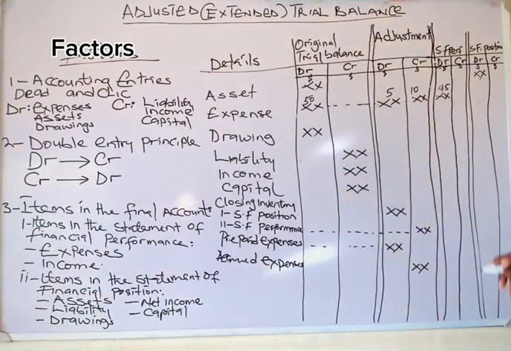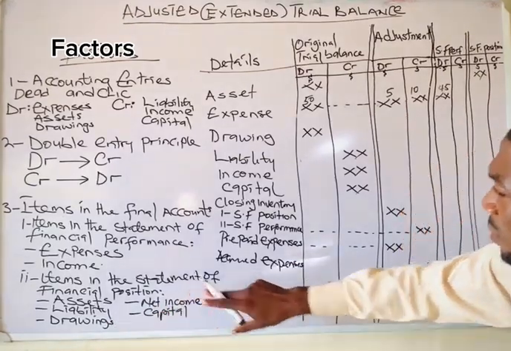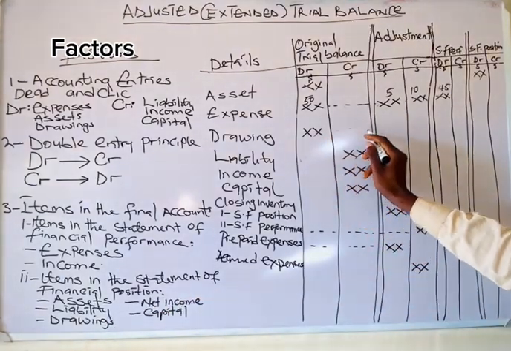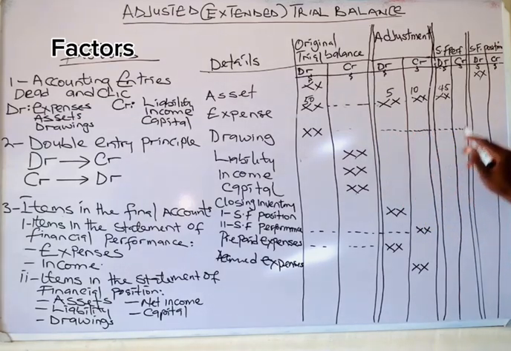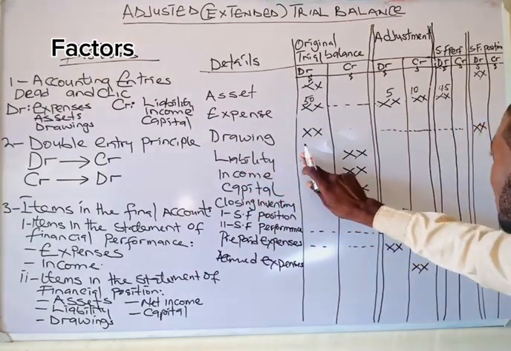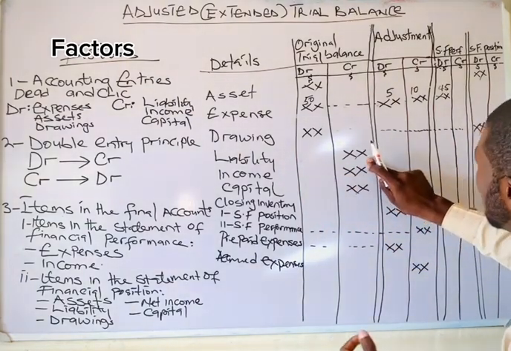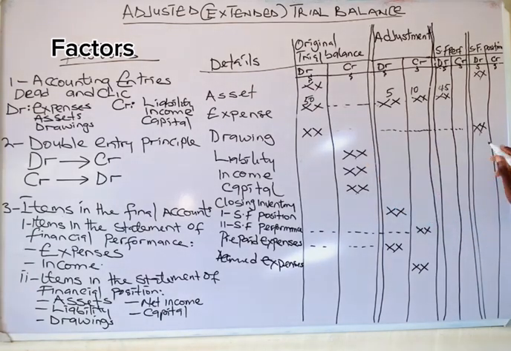The drawings, we don't have any adjustment, and drawings, the item is under the statement of financial position. You go to your statement of financial position, and it's a debit item. It's very simple. Adjustment of trial balance is simple. So you go to the next account, which is liability. We don't have any adjustment for liability, and liability carries a credit balance. So liability will fall under our statement of financial position, and you credit it, and it will be at the credit side of the statement of financial position.